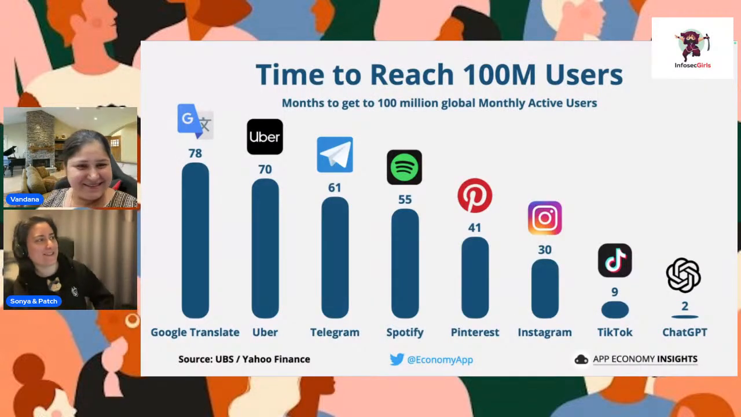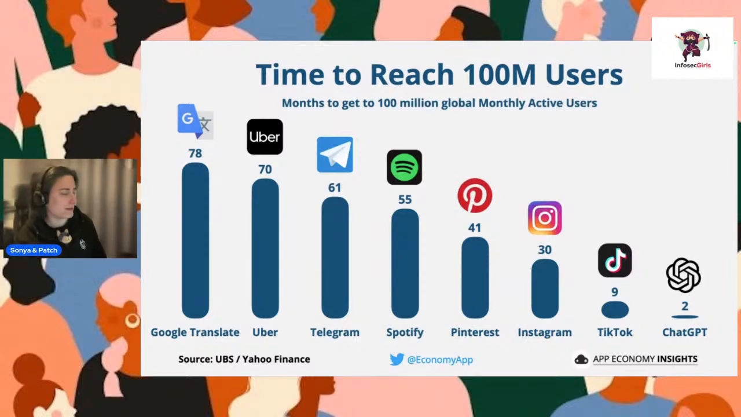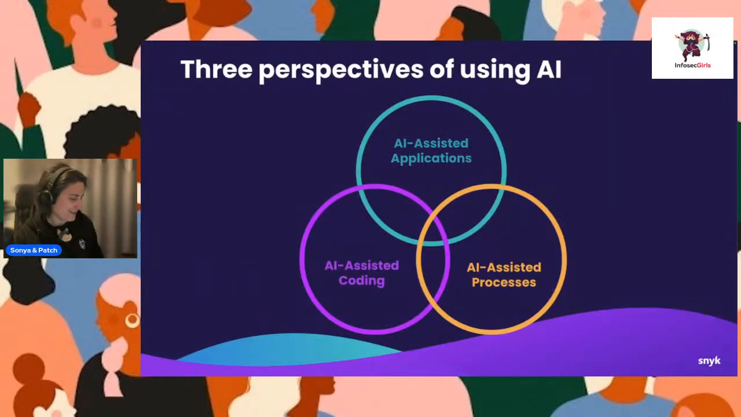So no, it actually took 2 months to reach 100 million users, and you can see the difference with other applications. For example, TikTok. TikTok is quite famous, and it took about 9 months actually to reach 100 million users. And you can see the others: Instagram, Pinterest, Spotify, Telegram, Uber, and Google Translate. So yeah, it was quite fast paced to actually adopt this new technology.